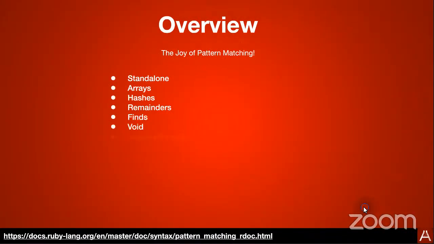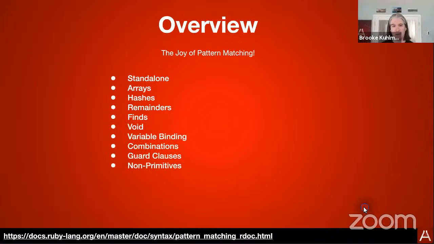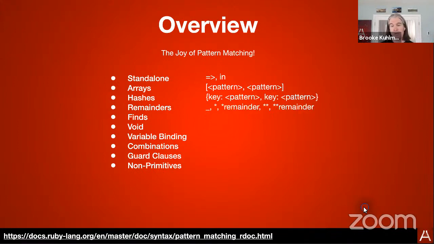Now, at the top, some of the things I want to cover in pattern matching today is all the various syntax that we get in Ruby 3 now. So the syntax for standalone is using hash rockets and in. We can match on arrays. We can match on hashes. We can also match on the remainders of arrays and hashes using this remainder syntax, splat and double splat syntax. We can also find things.